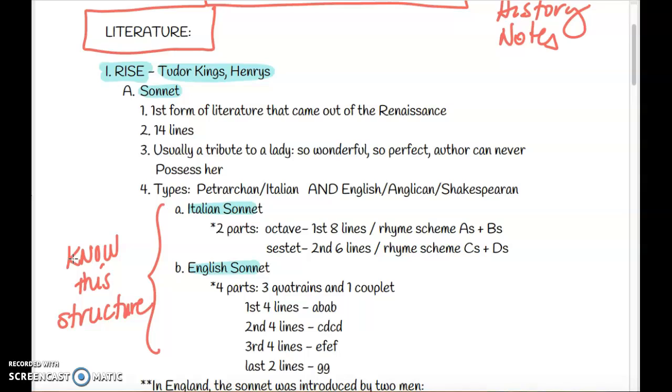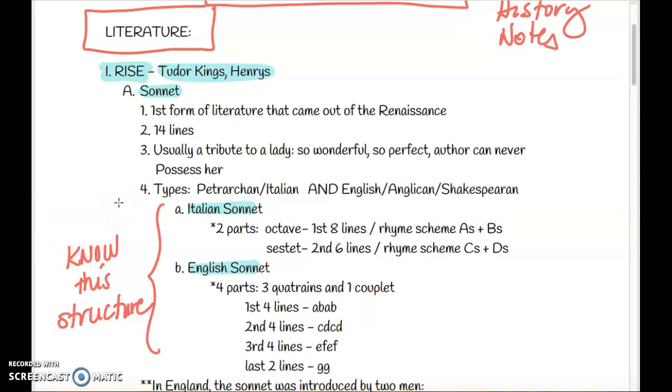Remember from the history, the rise of the Renaissance was the Tudor kings, both Henry VII and Henry VIII and all of his wives. So during that time, we started to see the budding of the sonnet. Okay, the sonnet is the first form of literature that came out of the Renaissance. A sonnet is a poem. It's 14 lines. It's usually a tribute to a lady, someone so wonderful, so perfect that the author can never possess her.